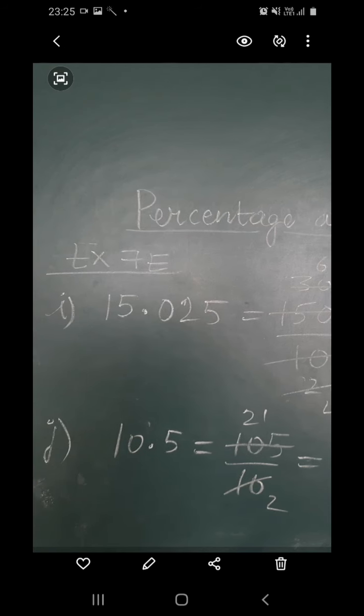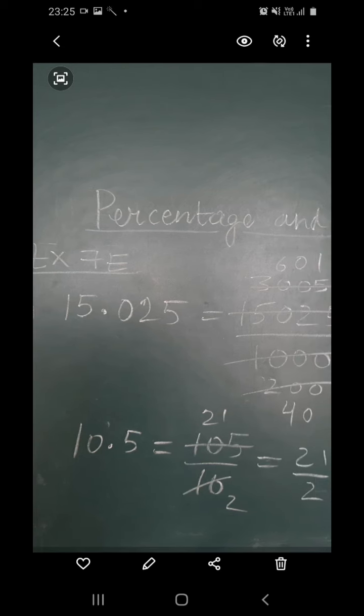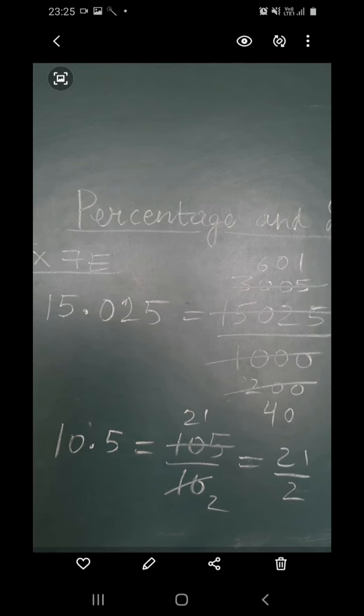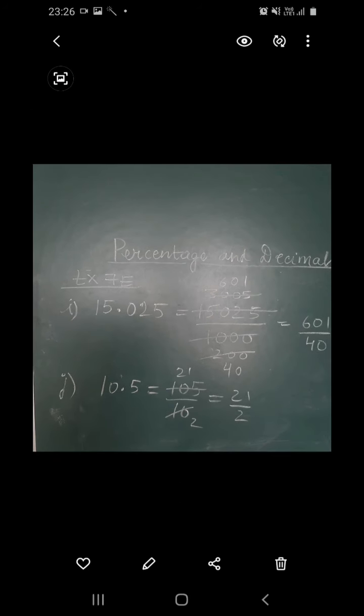Now in the same way, the last option of this question, that is option number J, I have done. It is 10.5, that is 105 upon 10, because it is having 1 digit after the decimal point. That is why I have placed 1 0 in the denominator after 1. So 105 upon 10 will be 5 2s are 10, 5 1s are 5 and 5 2s are 10. So the final answer will be 21 upon 2. I hope you must have understood this question, students.